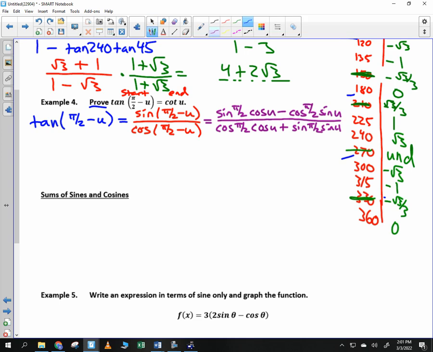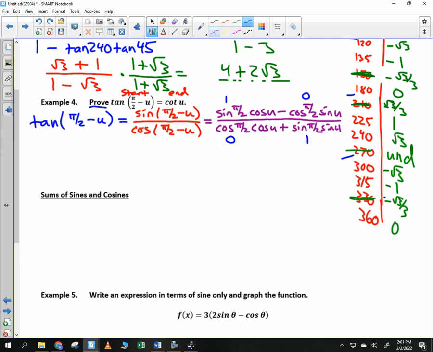What is the sine of pi over 2? 1. What is the cosine of pi over 2? 0. Cosine of pi over 2? 0. Sine of pi over 2?